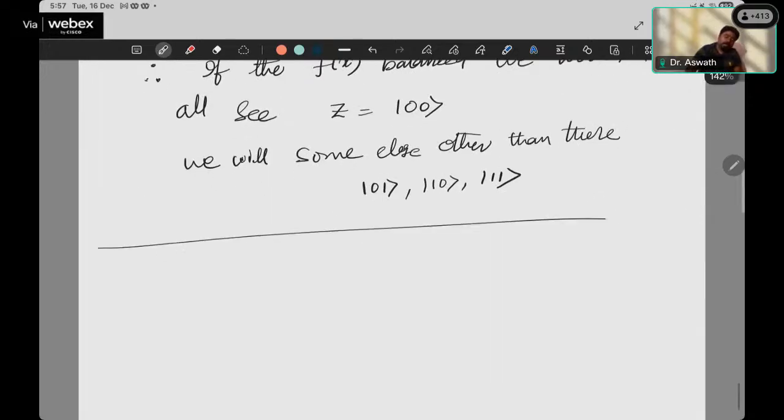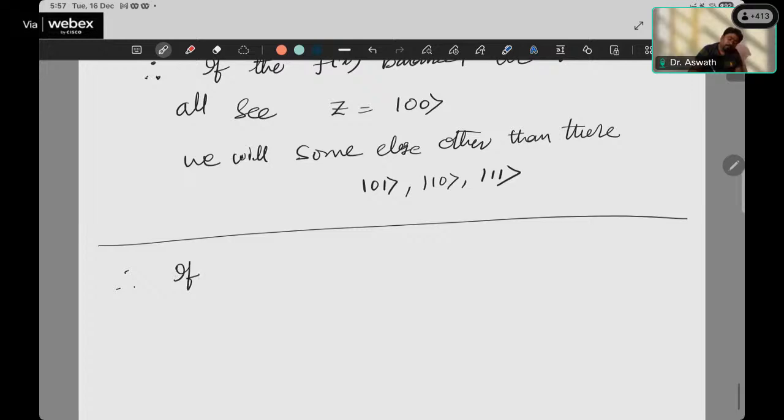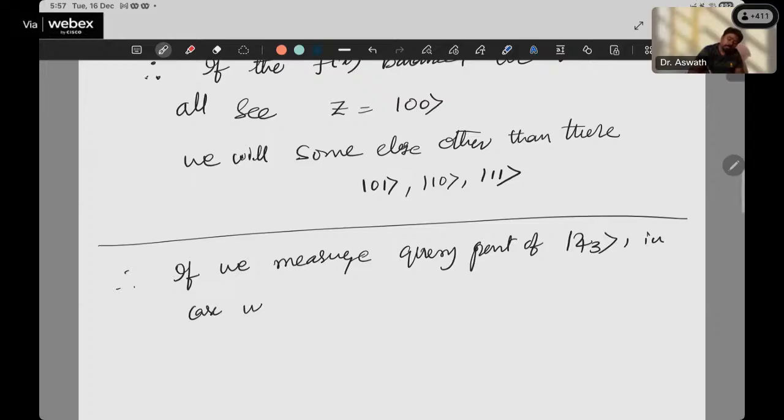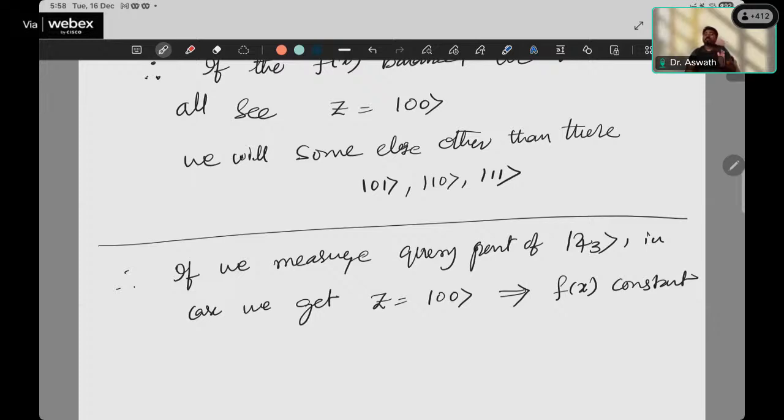So the final conclusion would be, if we measure the query part of psi3, in case we get z as 0, 0, straight away you imply f of x is constant. If it is anything other than 0, 0, you can say the function is balanced.